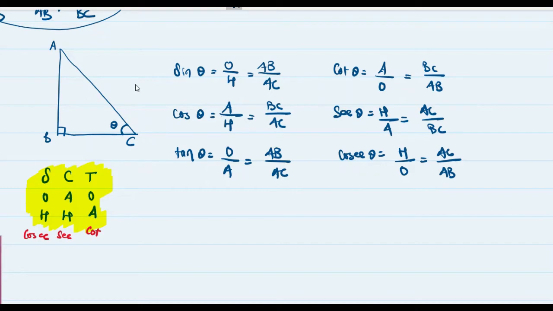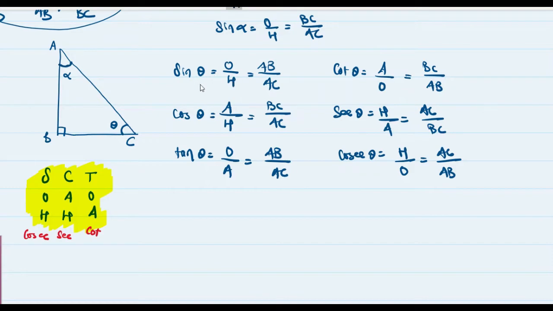But if I change my reference angle to angle A, will these trigonometric ratios have the same value? No, they will not. Suppose this is the reference angle alpha, and now I find sine alpha, just for your understanding. Sine alpha is opposite upon hypotenuse. What is opposite to angle alpha in triangle ABC? Opposite to angle alpha we have BC. And hypotenuse is AC. So sine alpha in this case becomes BC upon AC.